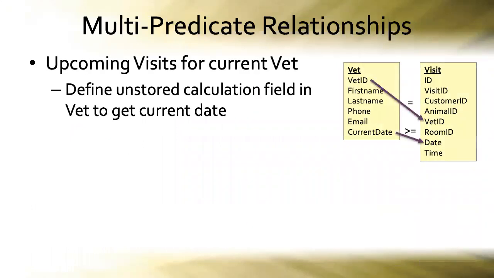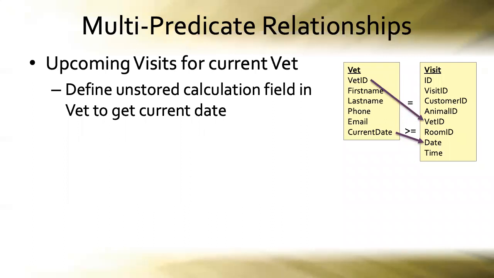Another multi-predicate relationship. In this case, let's say that we want to show upcoming visits for the current veterinarian, right? We want to show upcoming visits for the current vet. Now that means that we're relating from the vet table to the visit table, and the predicates involved in that relationship are going to be the vet who's assigned to handle that particular appointment. And then we need to factor in the date because we're trying to see only upcoming visits.